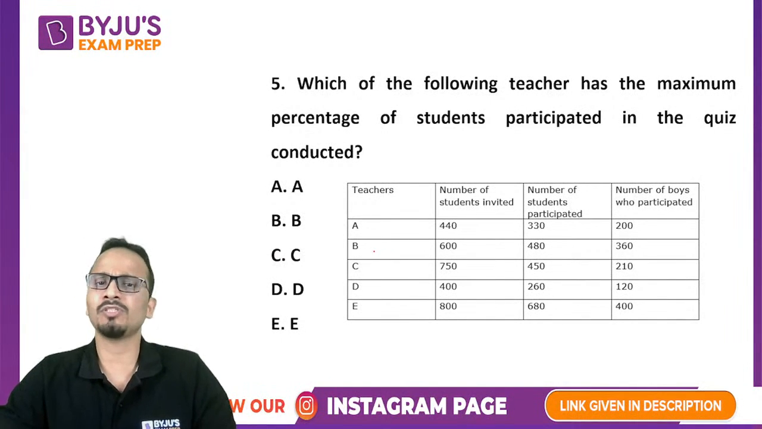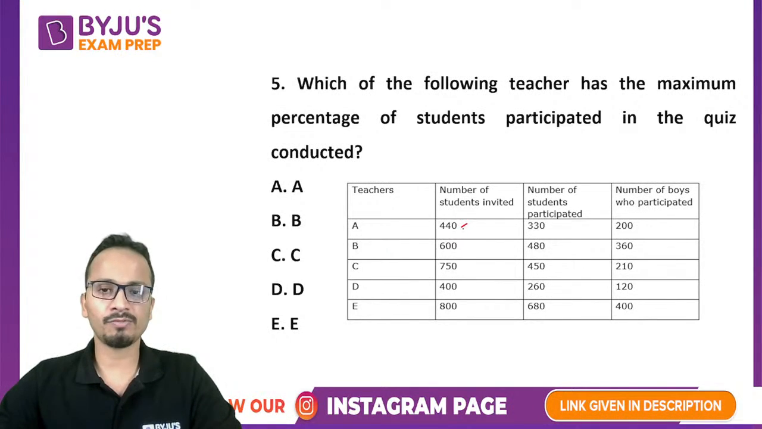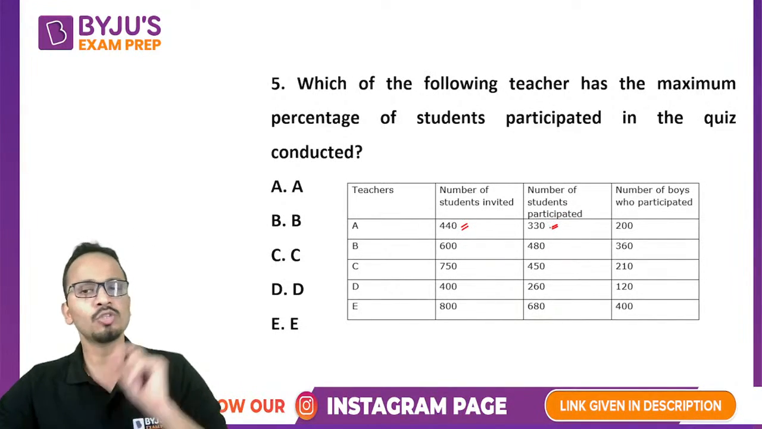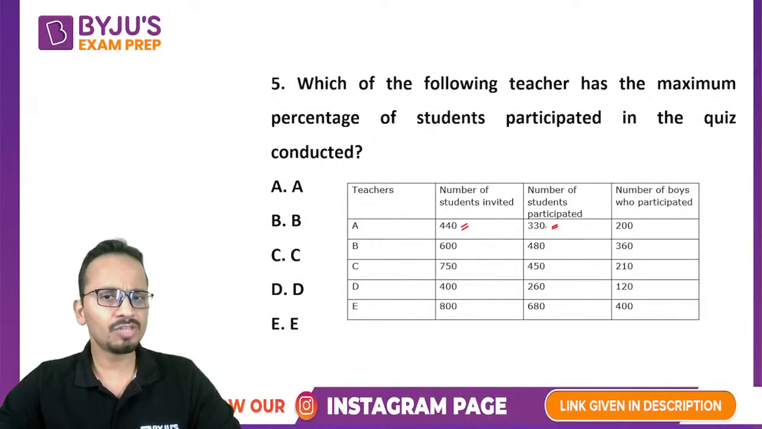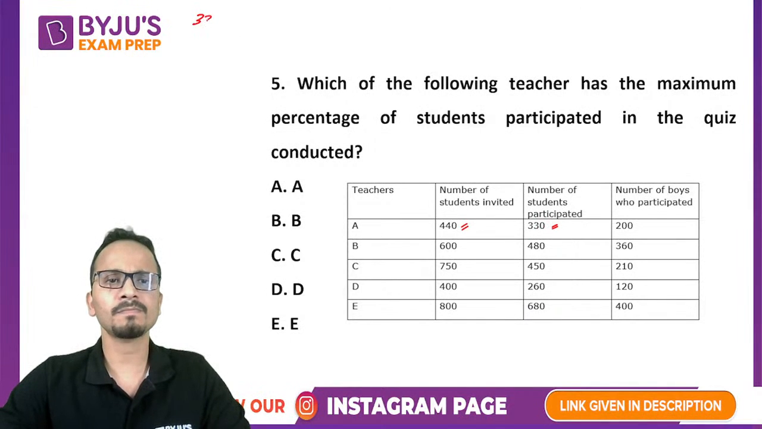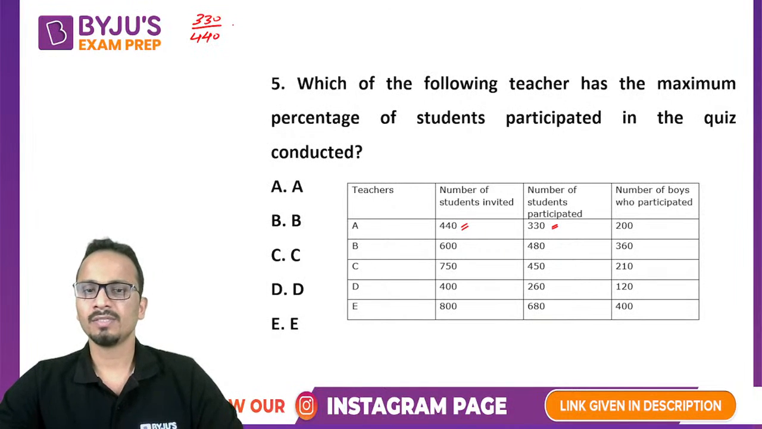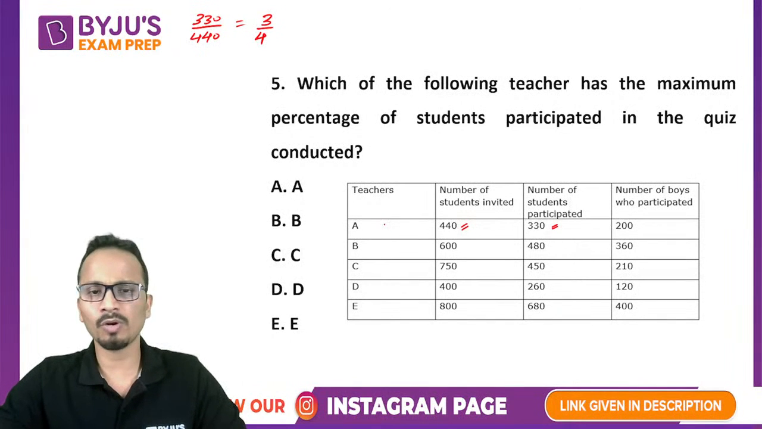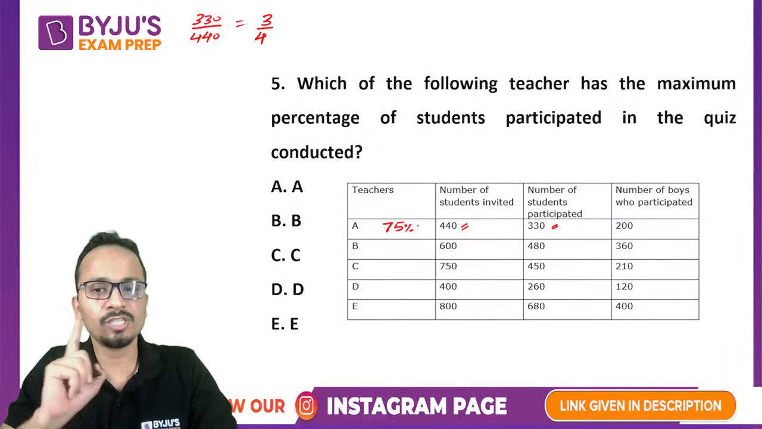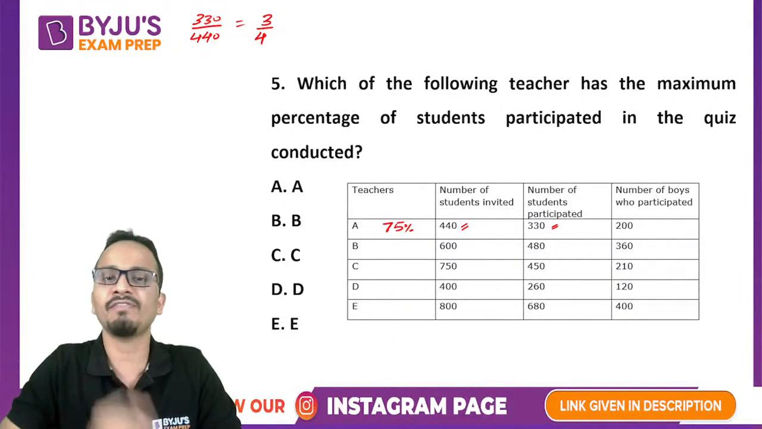We have to find the maximum percentage of students who participated in the quiz. Now, the number of students invited is 440 and who participated is 330. So the fraction of students who participated for teacher A will be 330 divided by 440. That is equal to 3 upon 4, and we all know that 3 upon 4 is equal to 75%. So for teacher A, the percentage is 75%.